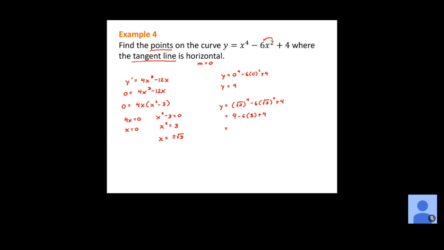So now if we work that out, 9 minus 18 plus 4, that should give us what? Negative 5. Good. All right, so we have y equals negative 5 there. Now, we do need to check the negative square root of 3. Okay, but if you notice here, I'm raising everything to even powers. So what's that going to give us if we work this out now? Same thing, right? Negative 5.